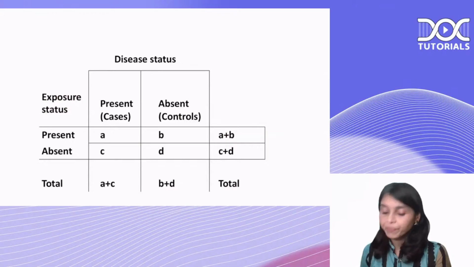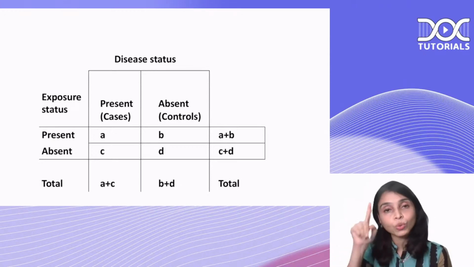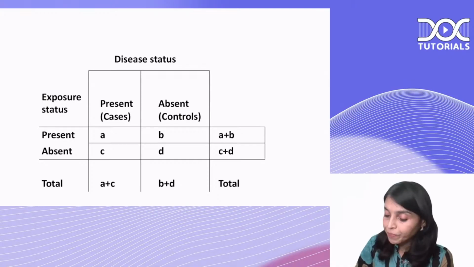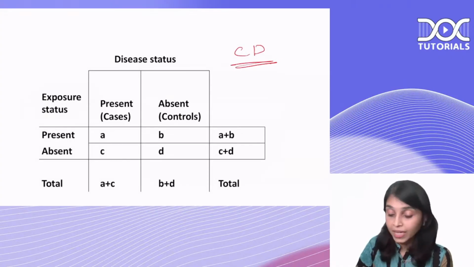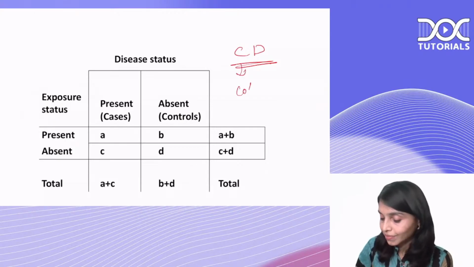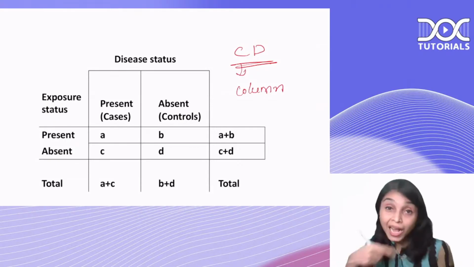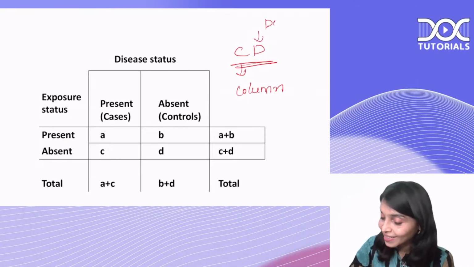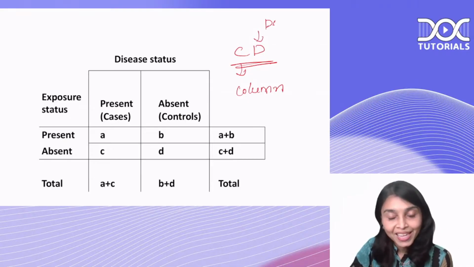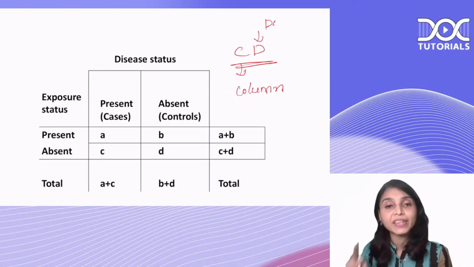In a 2 into 2 table, I don't have time to explain it, but what you see here is the 2 into 2 table. Just understand that there are 2 columns and 2 rows. Remember this CD when you are constructing a 2 into 2 table. C is column, D is disease. That means in the column, you always write the disease status.